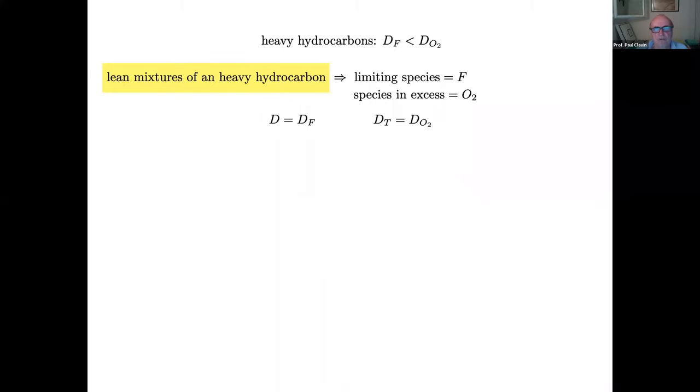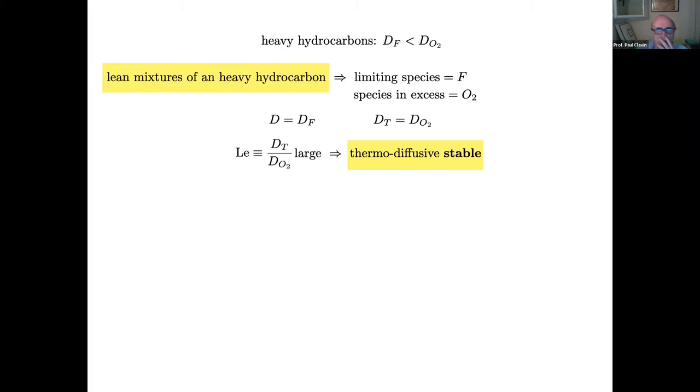Now let me summarize from a physical point of view. If you have a heavy hydrocarbon, meaning that the diffusion coefficient of the fuel is smaller than the diffusion coefficient of the oxidizer, and if you consider a lean mixture of heavy hydrocarbon, the limiting species is the fuel, and the species in excess is the oxidizer. In that case, the limiting component is the D. In my previous analysis, it should be DF. And the thermal diffusivity should be the oxidizer.